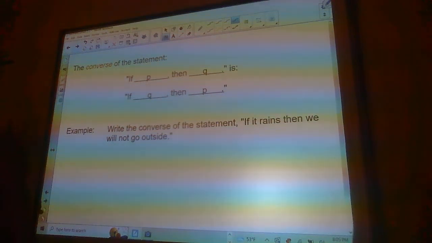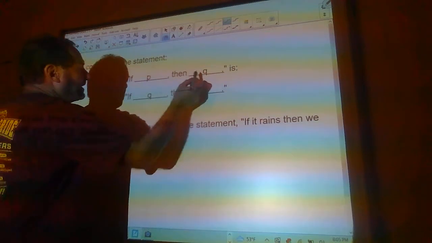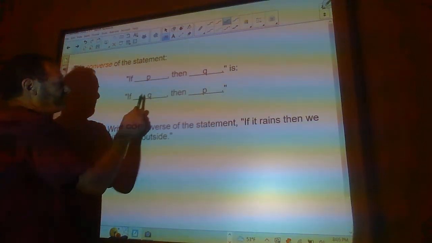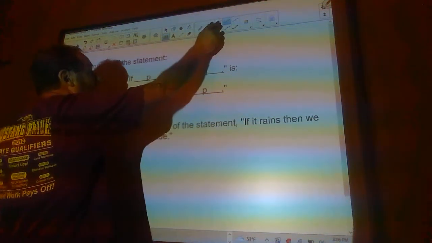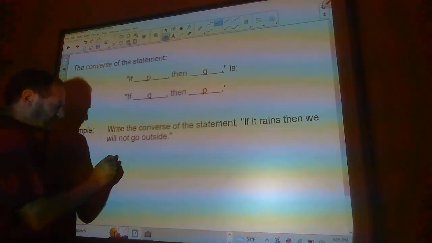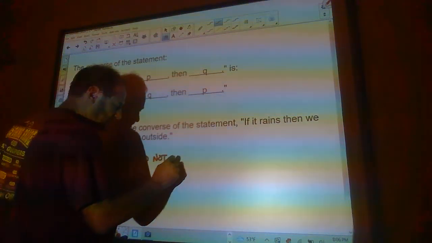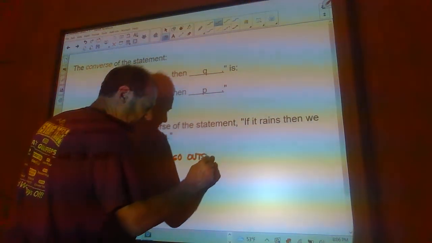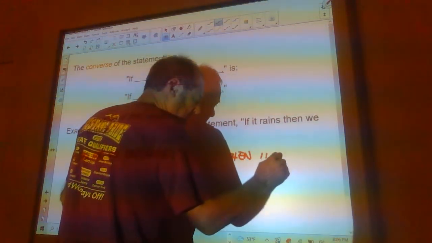All right. What is a converse of a statement? So if we have a statement, if P then Q, the converse is if Q then P. So what does that mean? Let's look at an example here. Write the converse of the statement. If it rains, then we will not go outside. Okay, so the converse of that would be if we do not go outside, then it rains.